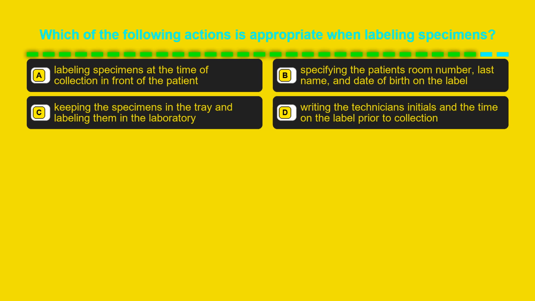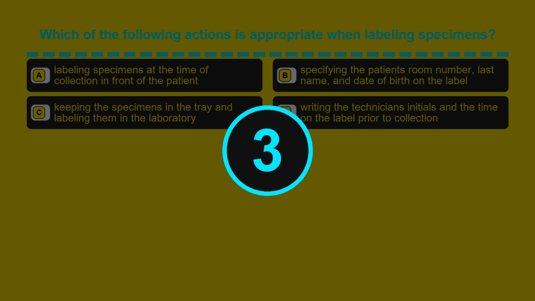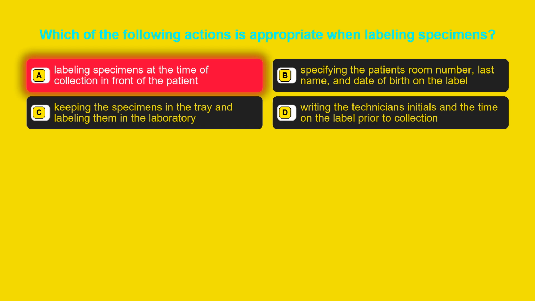Question 9. Which of the following actions is appropriate when labeling specimens? Option A. Labeling specimens at the time of collection in front of the patient. Option B. Specifying the patient's room number, last name, and date of birth on the label. Option C. Keeping the specimens in the tray and labeling them in the laboratory. Option D. Writing the technician's initials and the time on the label prior to collection. The correct answer is option A. Labeling specimens at the time of collection in front of the patient.